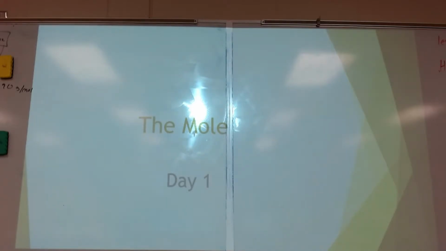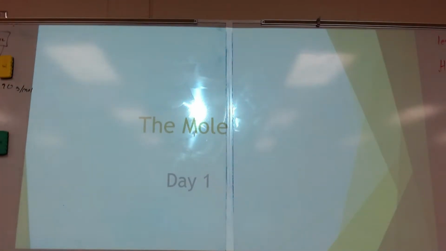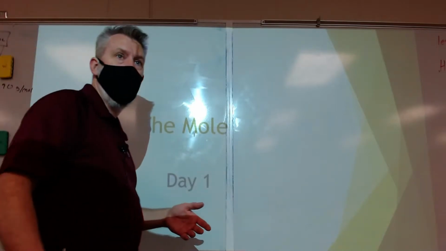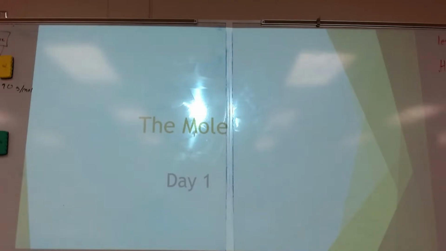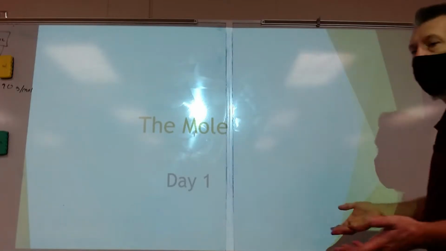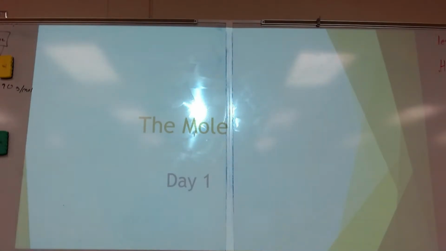Just like if I have a dozen eggs, how many eggs is that? 12. And if I have a dozen cookies, it's 12. And a dozen donuts is 12 donuts. You got that? Mole is the same way. I will tell you on a practical level, we don't actually use that a lot once you get into the lab. But it's important for you to understand that if I have a mole of something, for instance, a mole of carbon, it has a mass, and that mass can be found in the periodic table.